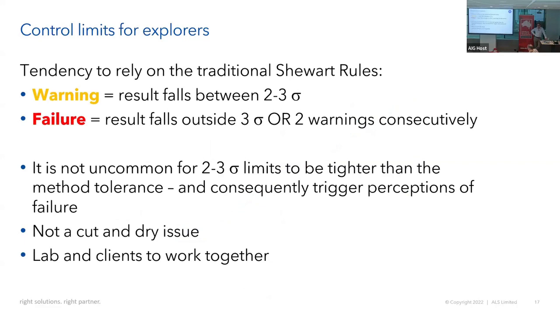What do explorers use in terms of control limits? There is a tendency to rely on what are called the traditional Shewhart rules, where you get a warning if your result falls between 2 and 3 standard deviations and a failure if that result falls outside of that. It's not uncommon for 2 to 3 sigma limits to be tighter than the method tolerance used at a lab like ALS and consequently trigger perceptions of failure. It's not a cut and dry issue. Labs and clients need to work together on that.